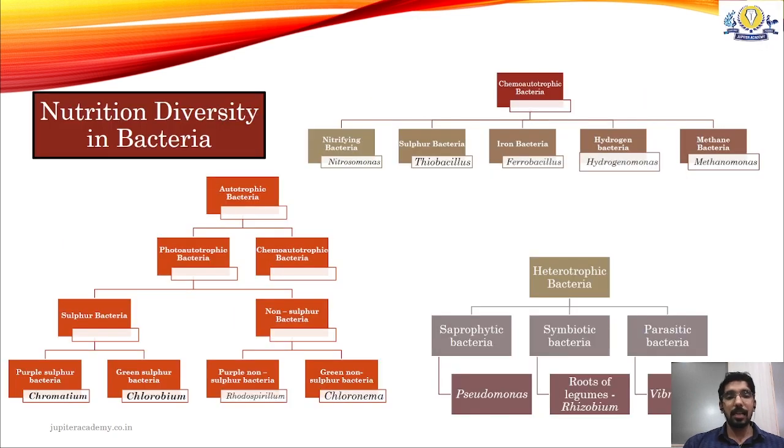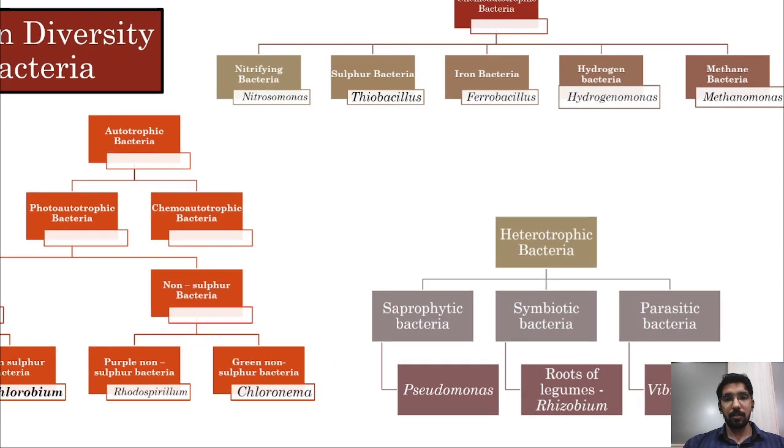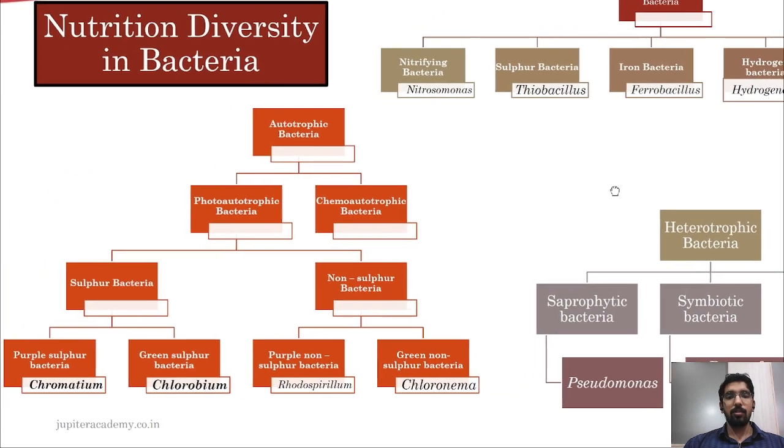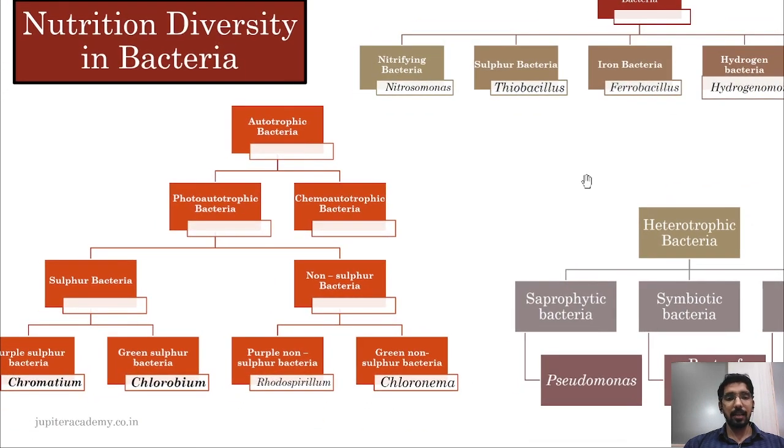Next let us come to the classification of bacteria based on nutrition. Based on nutrition, bacteria can be classified into autotrophic bacteria and heterotrophic bacteria. Autotrophic bacteria can again be divided into photoautotrophs, meaning they take light energy for photosynthesis, and chemoautotrophs, which means they take energy from chemicals in order to perform photosynthesis.